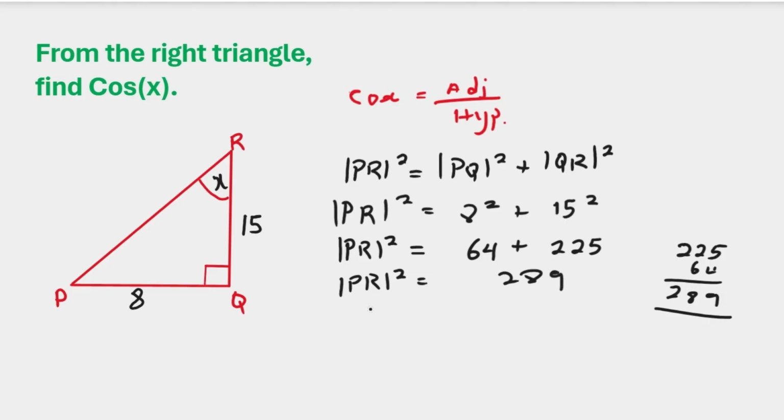So what do we do next? We have to find PR by finding the square roots of both sides. So that's going to be the square root of PR squared equal to the square root of 289.